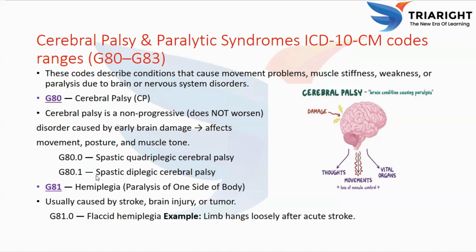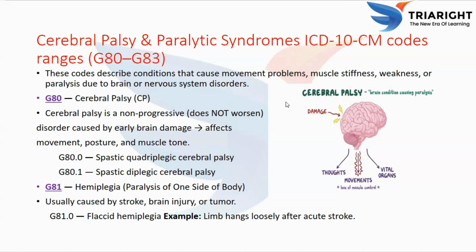And next, coming to G81, hemiplegia. Hemiplegia is nothing but paralysis of one side of the body, either left or right. This condition often occurs due to stroke, brain injury, tumor, and also brain infection. So what is the subcode for hemiplegia? G81.1 is flaccid hemiplegia. What do you mean by flaccid hemiplegia? The affected arm or leg hangs loosely with no muscle tone. This is called flaccid. Flaccid means loose. For example, a limb hangs loosely after an acute stroke.